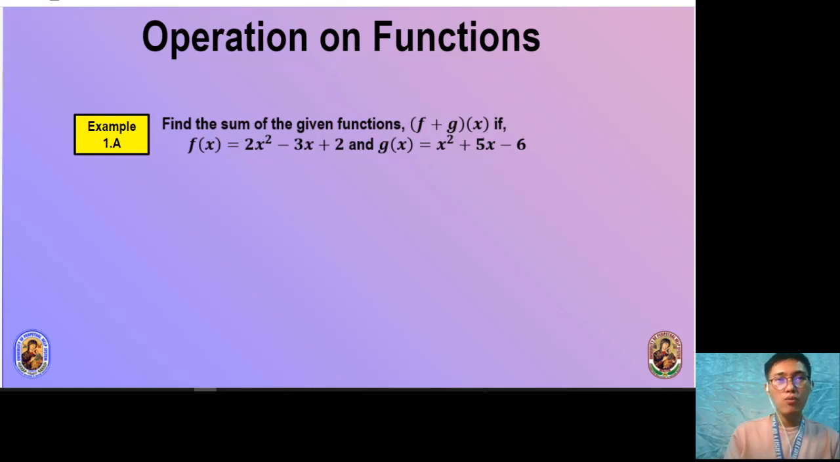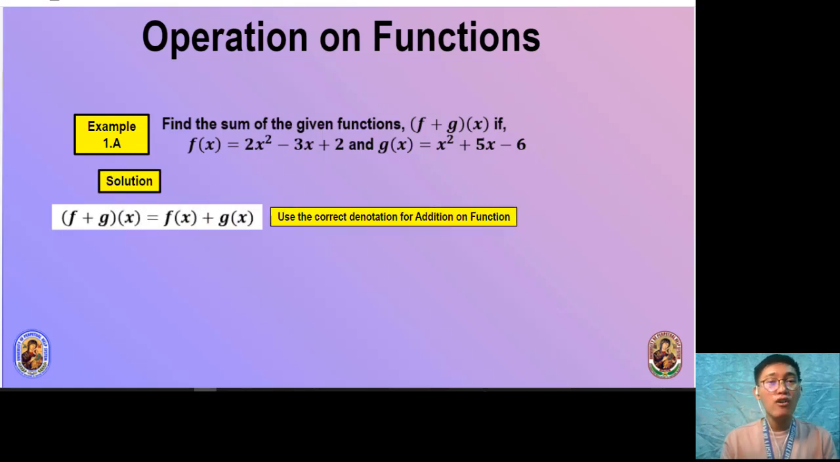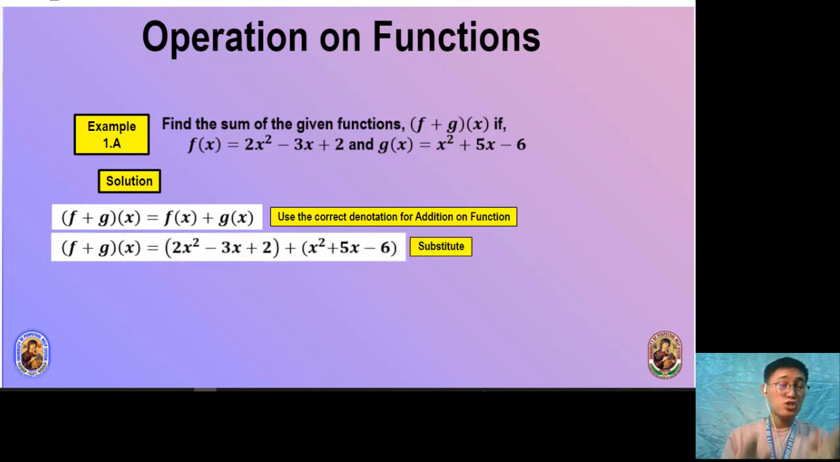Example number 1. Find the sum of the given functions f plus g of x if f of x is equal to 2x squared minus 3x plus 2 and g of x is equal to x squared plus 5x minus 6. The first step is to write the formula, which is f plus g of x is equal to f of x plus g of x. So that is the correct denotation for addition of functions. After that, apply substitution of the expressions given in f of x and g of x. So for the function f of x, we have 2x squared minus 3x plus 2. Then we have also plus g of x, which is x squared plus 5x minus 6.